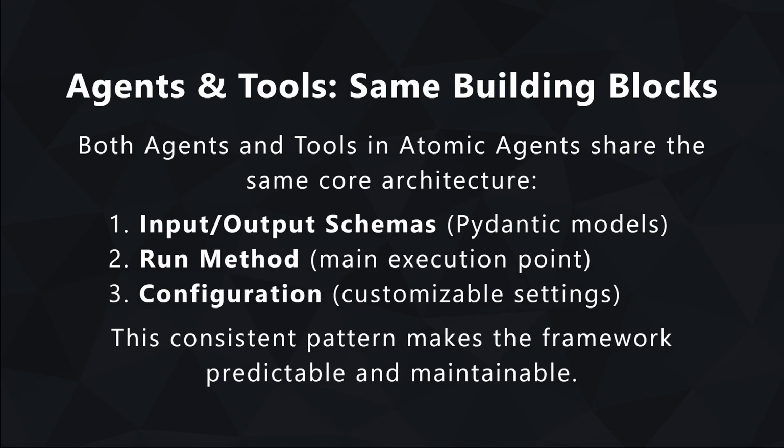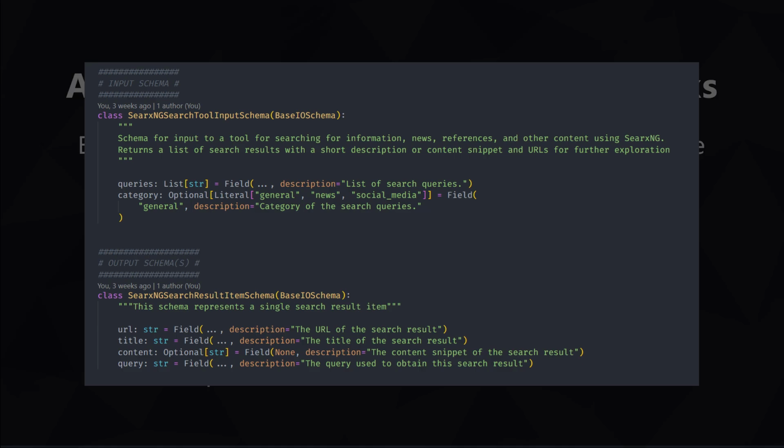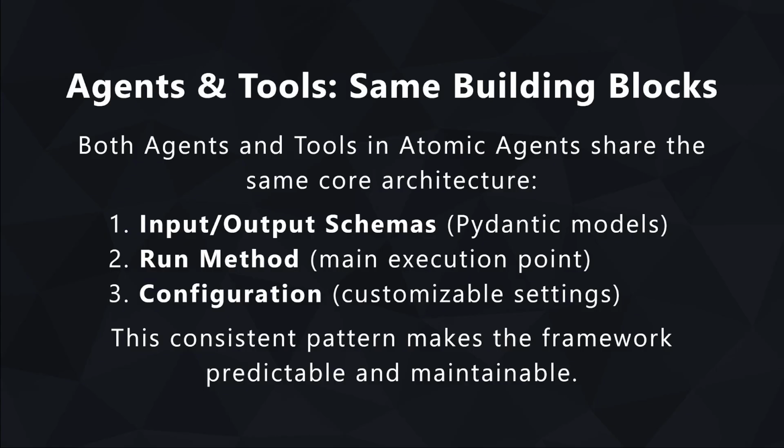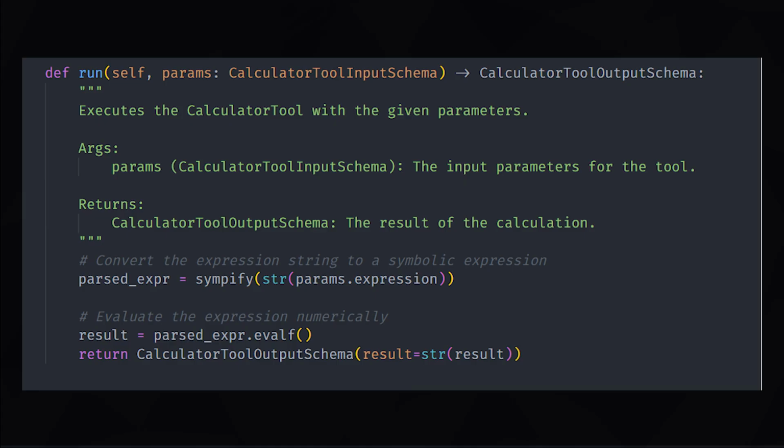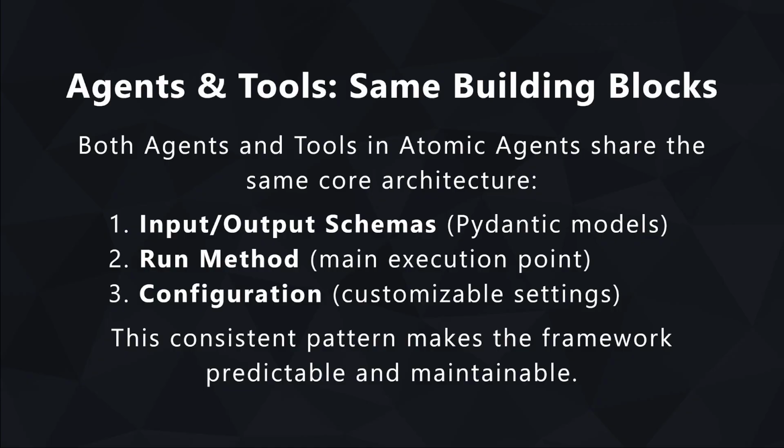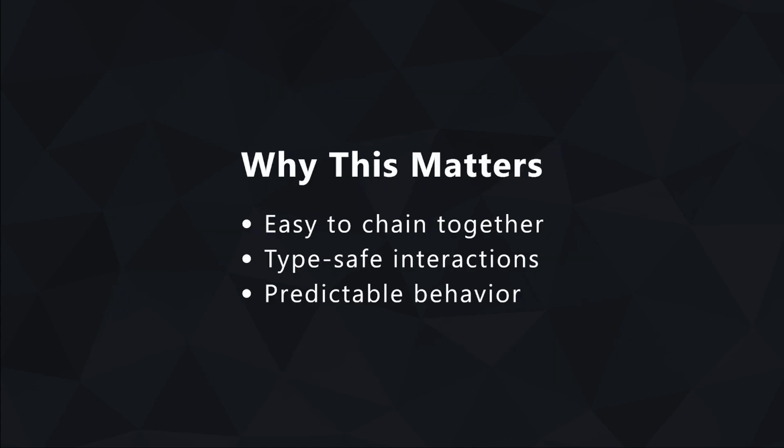As I alluded to before, agents and tools have the same building blocks. Both agents and tools have input schemas, they have output schemas, which are basically Pydantic models. They have a run method, which serves as the main execution point. They have a configuration, which actually also is a Pydantic model. This highly consistent pattern makes the framework highly predictable and extremely maintainable and developer-friendly. This also makes it easy to just chain everything together, make sure everything is type safe, and as I said before, makes everything highly predictable.